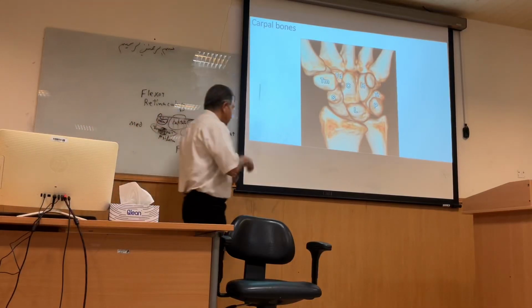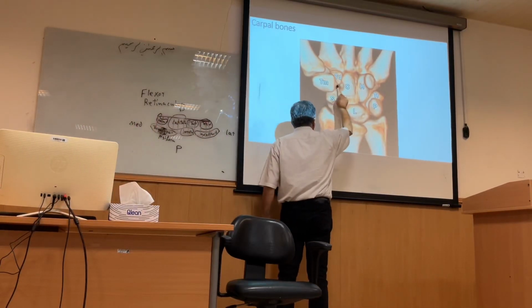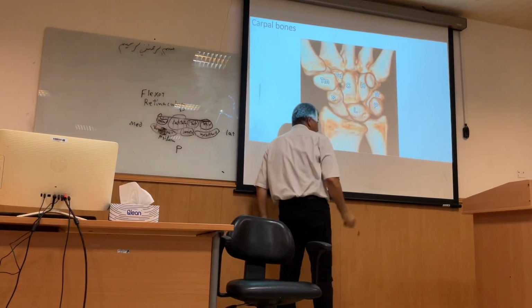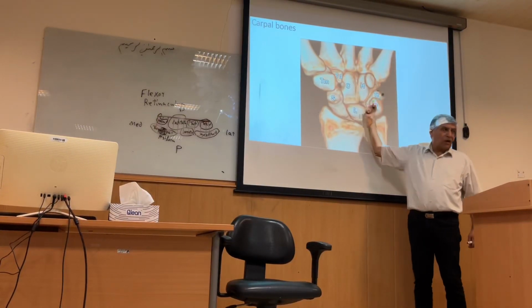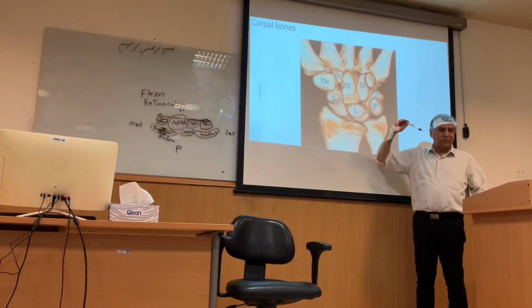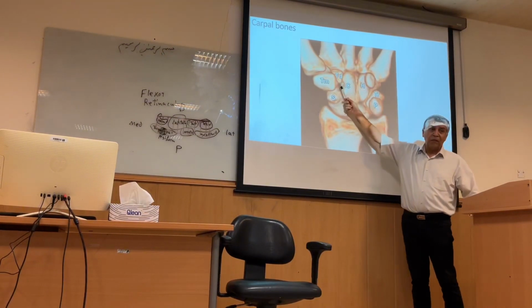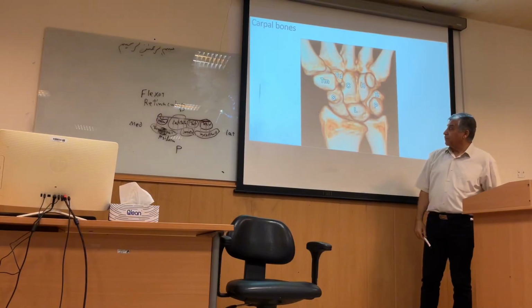The name of this joint is intercarpal joint. Type of them, plane. Type of them, plane. Okay.